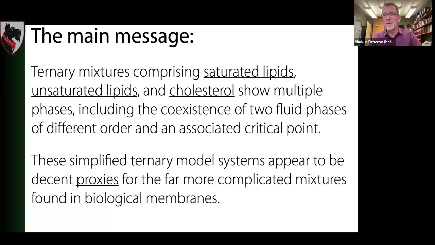Not, of course, in the sense that biological membranes would be ternary mixtures. They're much more complicated. There are hundreds of lipids in there. But in the sense that biological membranes also seem to show, under suitable conditions, the coexistence of two fluid phases, which terminate in a critical point. And so, not lipid by lipid, but phase by phase, there is an analogy between this system and the real biological membrane. So this is why this has been studied a lot.